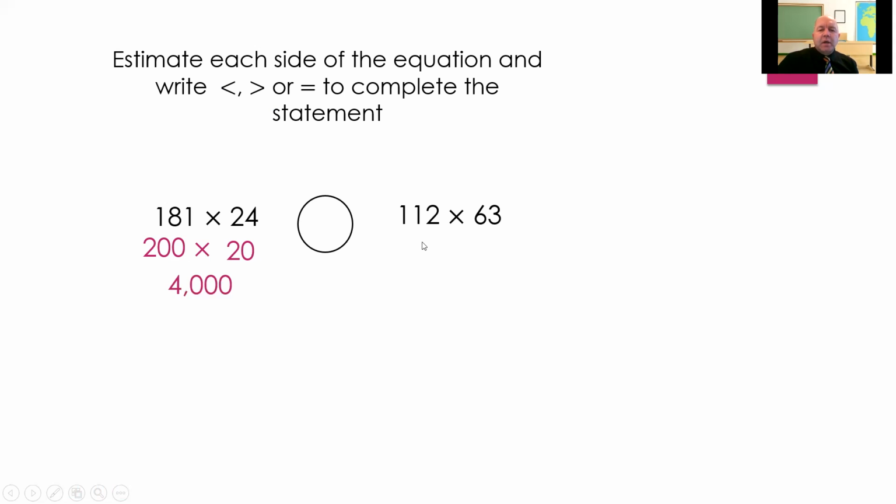What about this side? Well, 112 is about 100. 63 is about 60. And if we do that calculation, we're going to get 6,000. 1 times 6 is 6. 1, 2, 3 zeros in the question. 1, 2, 3 zeros in the answer. So 4,000 is less than 6,000. So in our statement, 181 multiplied by 24, we can say is less than 112 multiplied by 63.